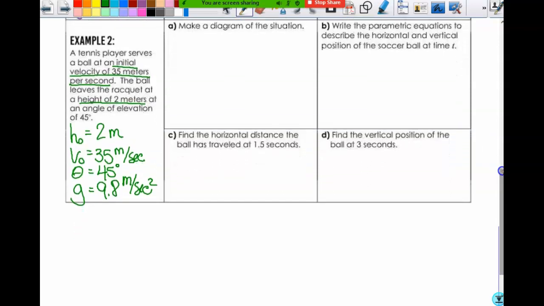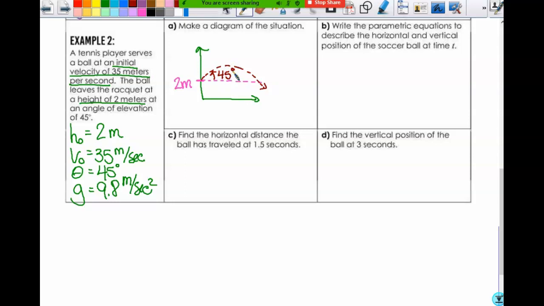So then it says to make a diagram of the situation. All right, well, see what's happening here. Serving a ball, initial velocity. So serving a ball, and it doesn't start from the ground. It starts from like 2 meters, right? So when she serves the ball, it starts here. It's going to go up, and then it's going to come back down. Or maybe somebody hits it. We don't know what's happening over there. But the angle here is 45 degrees. There's your diagram. Okay.